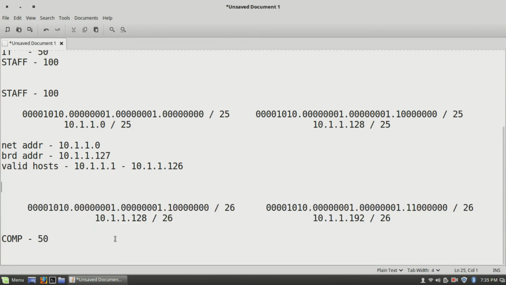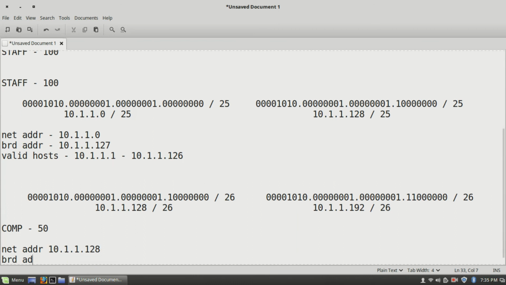Now let's just calculate the first IP, last IP, valid hosts for this network here, because we want to assign it for computers. So the network address would be 10.1.1. The very first IP, 128. The broadcast address would be 10.1.1.